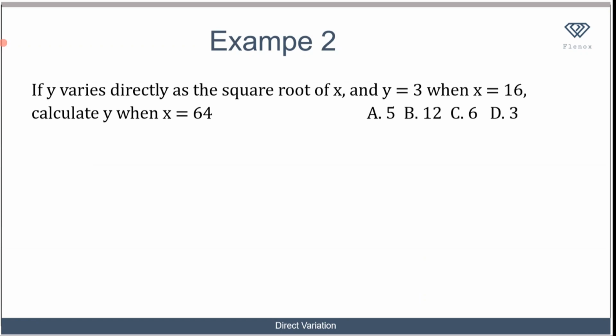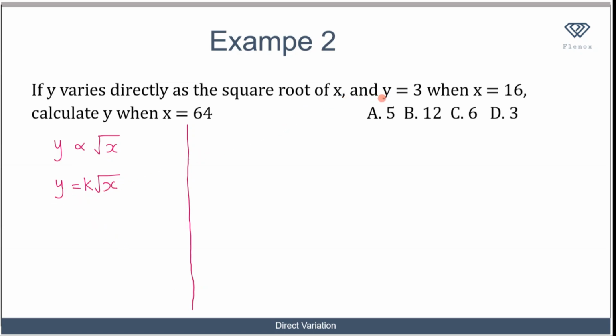So here we are told that y varies directly as the square root of x. So how do we write that out? We write y varies directly as the square root of x. As I've explained, we first try to remove the proportionality sign by changing it to an equal sign and adding a constant. So we have y equals a constant times the square root of x. So what is the next thing we have to do? We have to find the value of k.